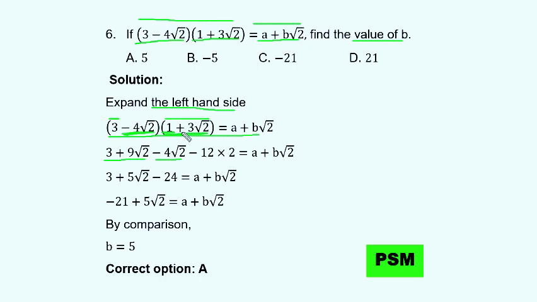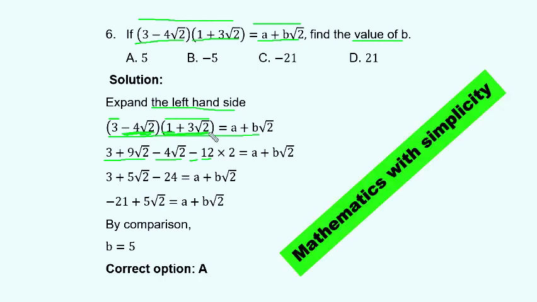You have this result. Minus 4 root 2 times plus 3 root 2. Minus times plus is minus. 4 times 3 is 12. Then root 2 times root 2 is root 4, which is equal to 2. Then everything equal to the right hand side. You simplify from here, you have these results. You come here and add like terms.